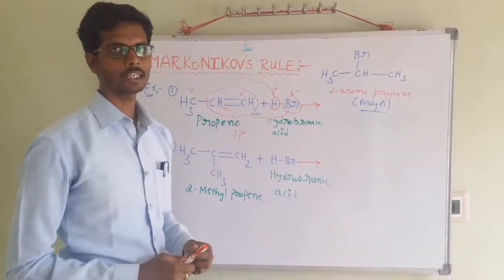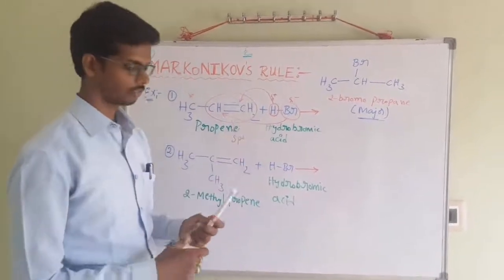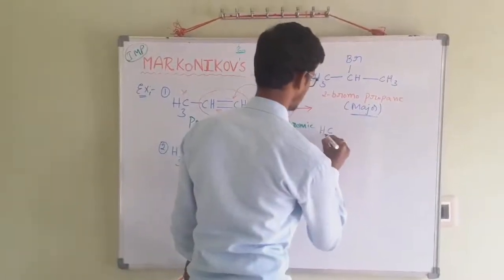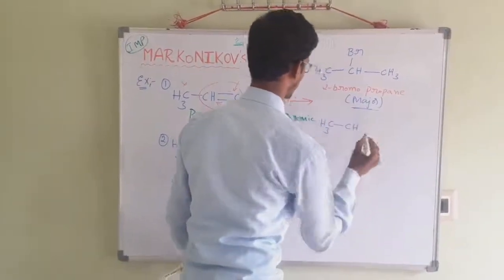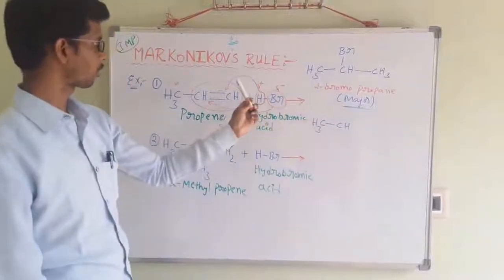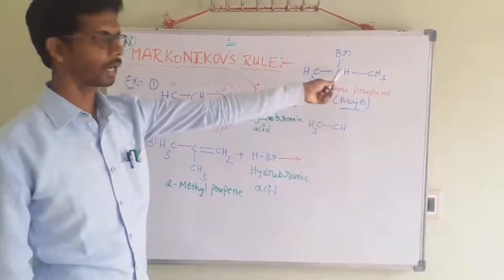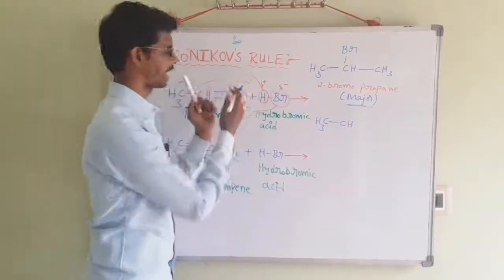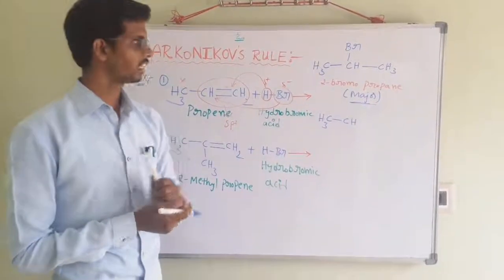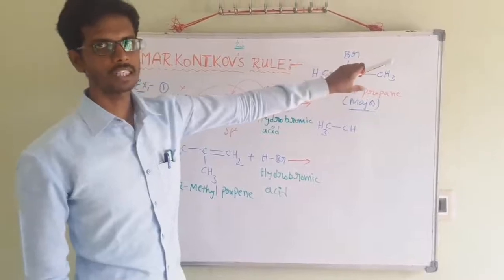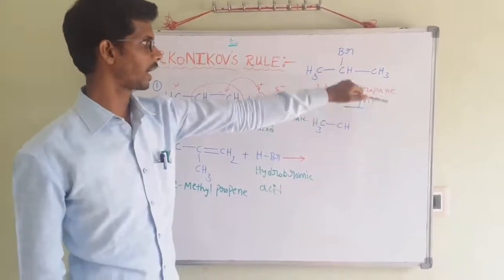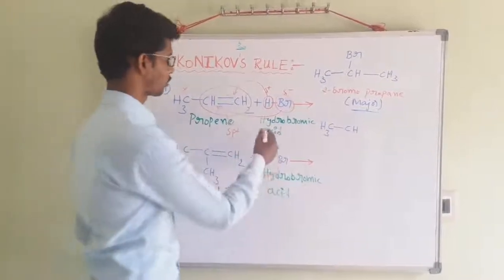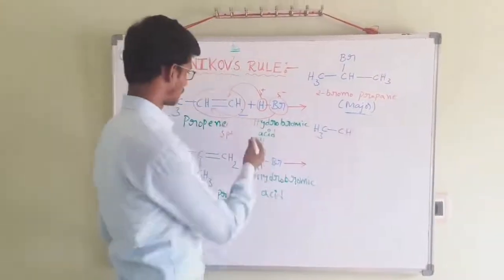What is the minor product? Reverse the reaction. Here CH3, CH. This is according to Markovnikov rule, this product is formed. Suppose, for example, you take 100% of this reaction mixture. Here, 70 to 80% of this major product, 2-bromopropane, is formed. The remaining, smaller quantity is formed as a different product.